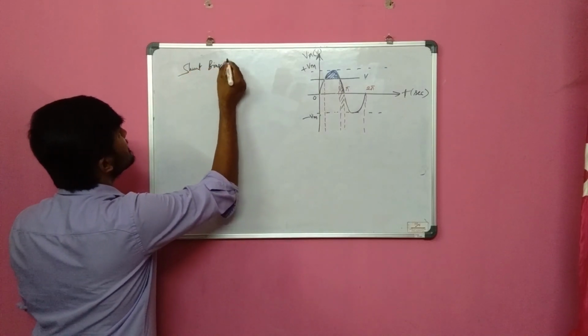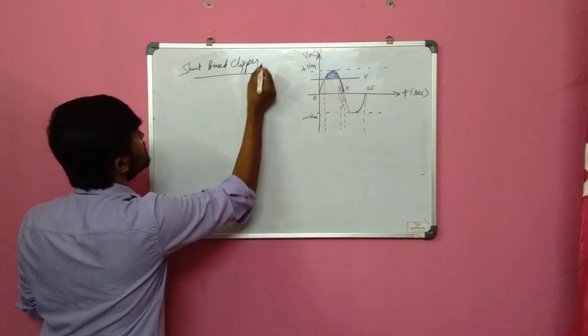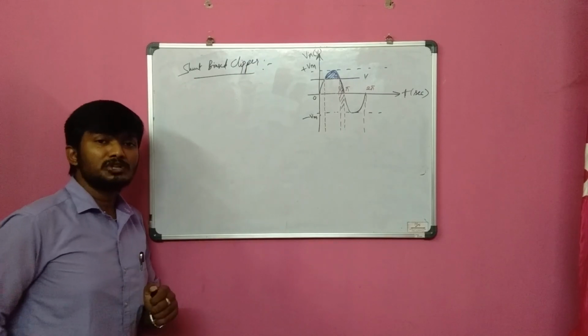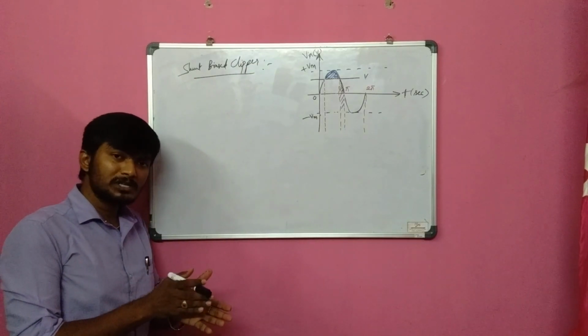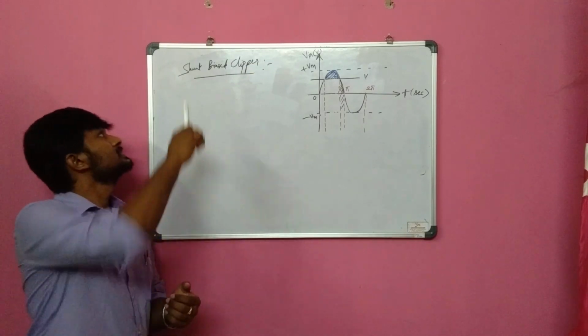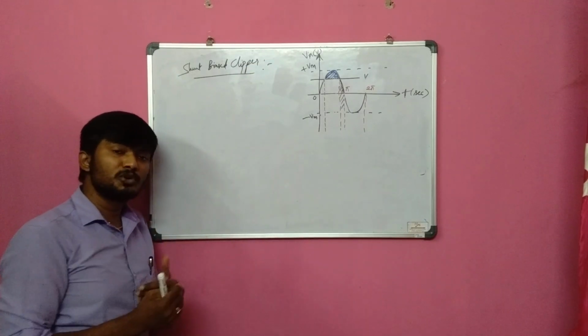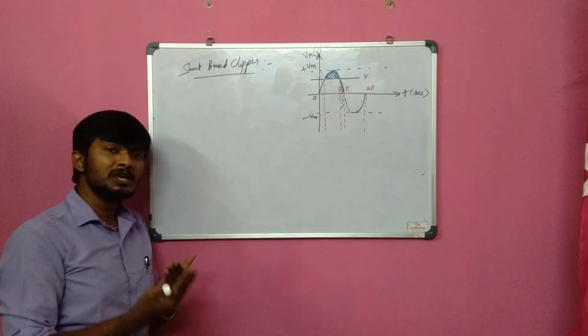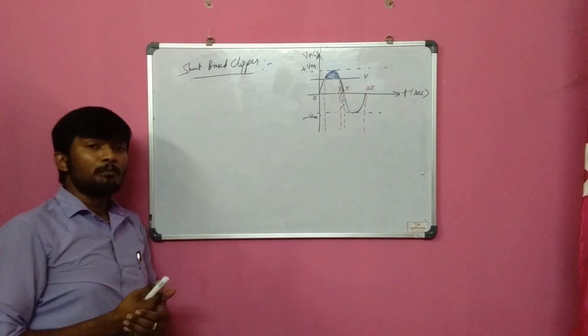So let me revise again the definition of shunt bias clipper. In the previous video, that is in part 1, I explained about the definitions. Bias in the sense, when there is an external battery in the clipper circuit, that is called a bias clipper. Shunt means the other name of shunt is parallel. What is parallel? Diode is parallel to the output. When diode is parallel to the output, we call it a parallel clipper or shunt clipper. If the battery is present, it is called a bias clipper.